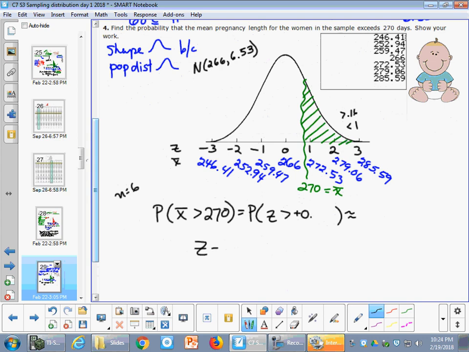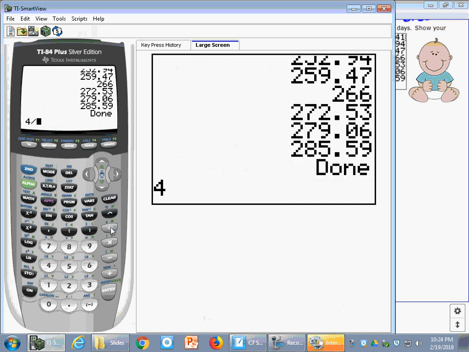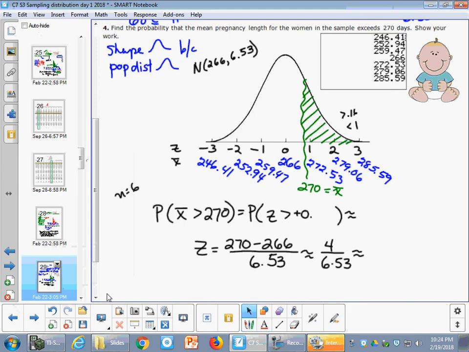So how do we find the z-score? We take your score, which is 270, minus the mean, 266, divided by 6.53. And that's going to give us 4 divided by 6.53, which is a lot less than 0.25 now. 4 divided by 6.53. Let's see if I can do that. And that gets me 0.6125, 0.613. So this is about 0.61.